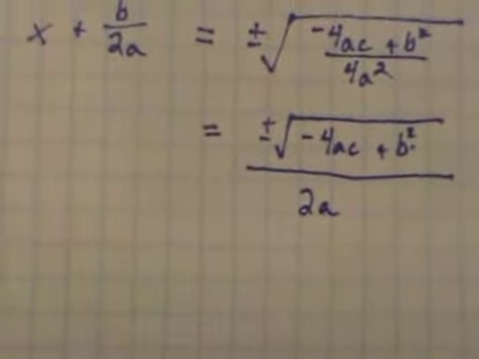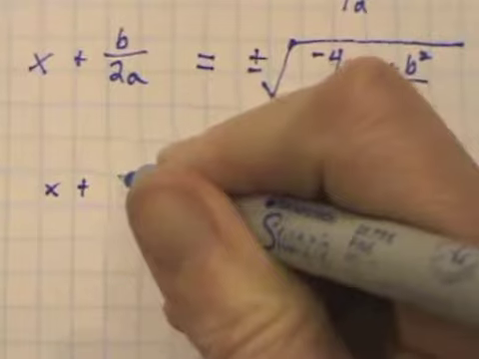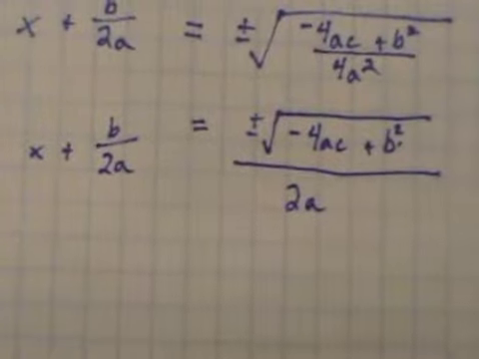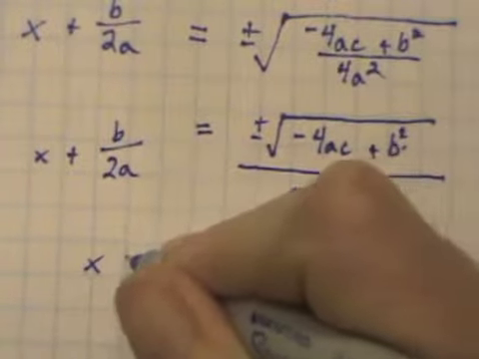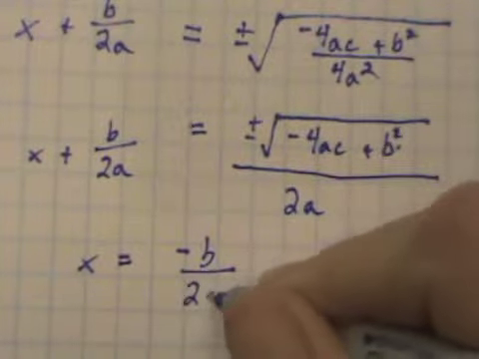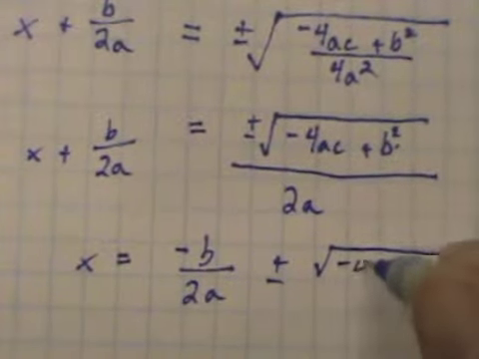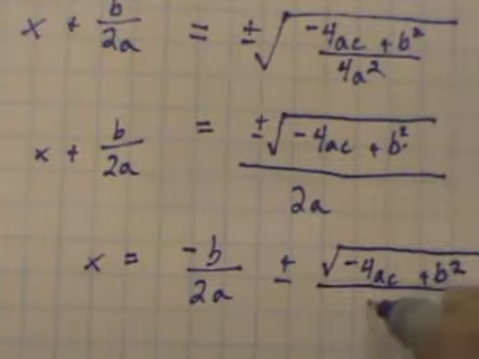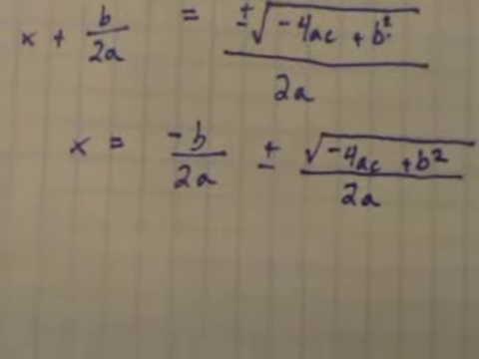Coming to the end. Almost done. Now, let's finish solving for x, which is easier than you'd think at this point, because all we have to do to get x by itself is move this. X equals negative b over 2a plus or minus the square root of negative 4ac plus b squared over 2a. Oh, hey, look! Common denominators. Let's simplify it a little more.